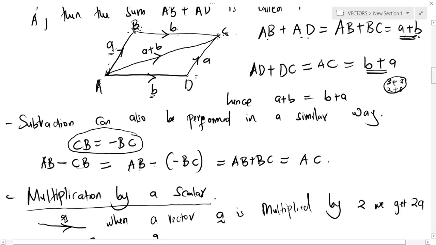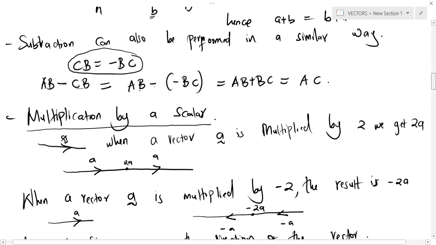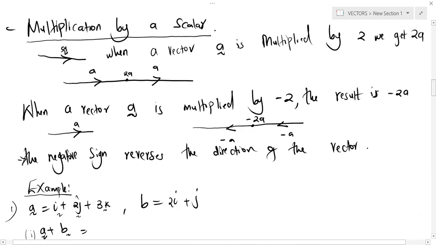Okay, next, multiplication by a scalar. So a scalar is basically any constant K. If we have our vector A and we multiply vector A with 2, basically we will get 2A in the same direction. We'll get A and another A. Let's say we take A and now we multiply it by minus 2. We will get minus 2A. The direction is going to change. It's no longer going to be on this other direction because of the minus. It's going to be on the opposite direction. So basically, note that negative signs reverse the direction of vectors.